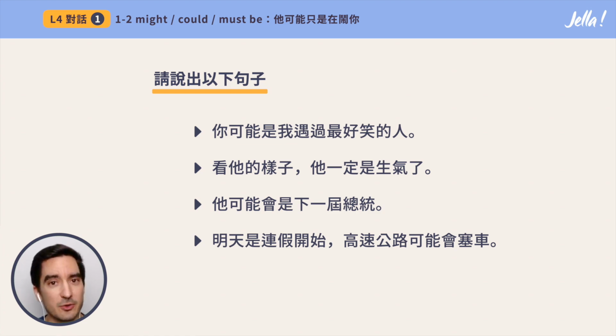Now another way you could say it is, the long weekend starts tomorrow. There might be a traffic jam on the highway. Okay? Both are okay. So tomorrow's the start of the long weekend. So I'm focusing on the word tomorrow. I'm focusing on the day. Tomorrow's the start of the long weekend. So I want to focus on tomorrow, so I put that first. Tomorrow is the start of the long weekend.